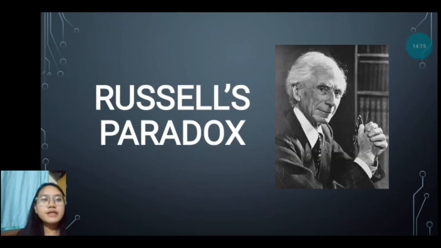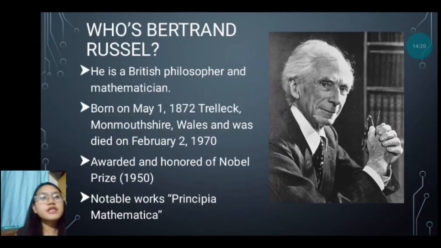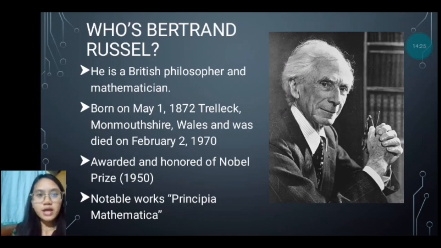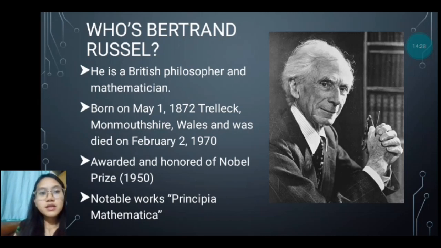Next, we will have Russell's paradox. So who is Bertrand Russell? He is a British philosopher and mathematician born on May 1, 1872, in Trellech, Monmouthshire, Wales, and died on February 2, 1970. He was awarded the Nobel Prize in 1950, and a notable work of his is Principia Mathematica. Bertrand Russell was known for challenging the foundations of mathematics by discovering Russell's paradox.